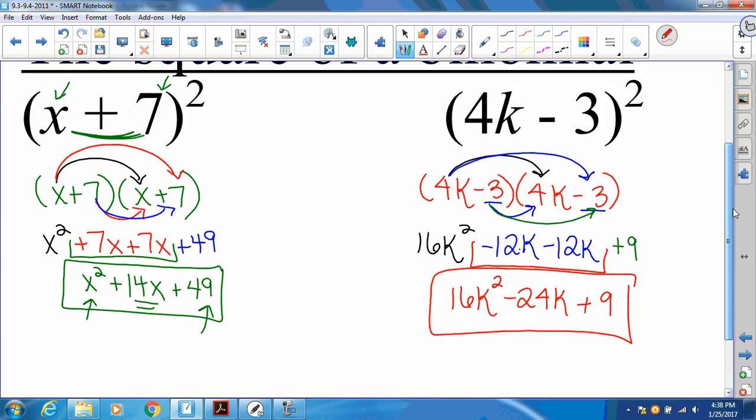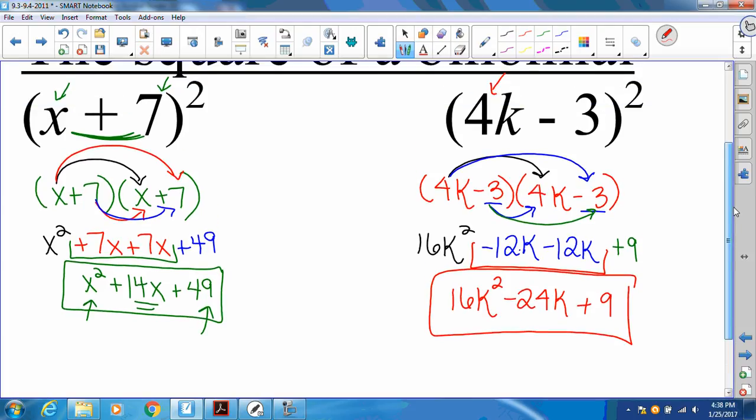So again, all that we did was we squared the first. 4k times 4k is 16k squared. Squared the second. Negative 3 times negative 3 is positive 9. Put those together, that's a negative 12k, and double it, which is negative 24k in the middle.